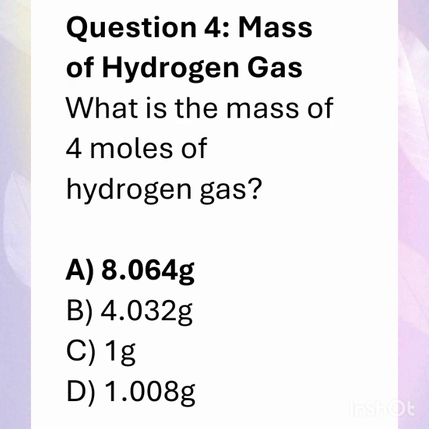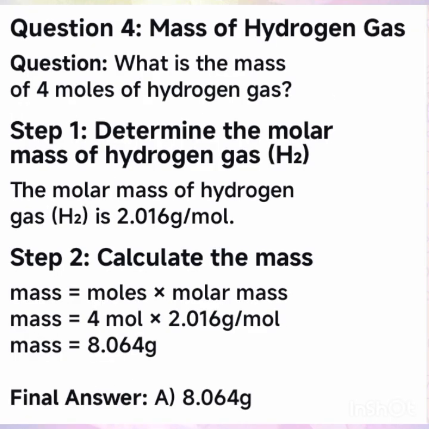Now question 4 is the mass of hydrogen gas. You have to find the mass of 4 moles of hydrogen gas. The 4 options are given. Now let's see how can we solve this. In step number 1, you have to find the molar mass of hydrogen gas, which is you have to multiply 2 with 1.008 AMU and you will get 2.016 gram per mole as the answer. Now to calculate the mass, you have to multiply the moles with molar mass. So we have to multiply the given mole, which is 4, with 2.016 and we'll get 8.064. So the correct answer is option A.